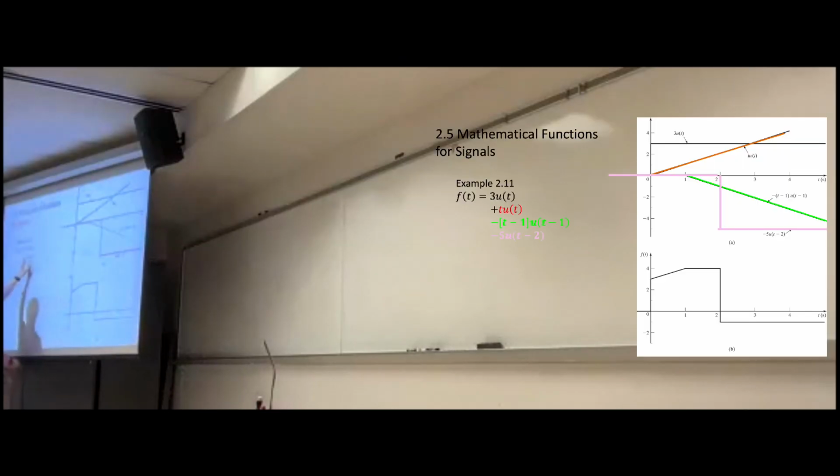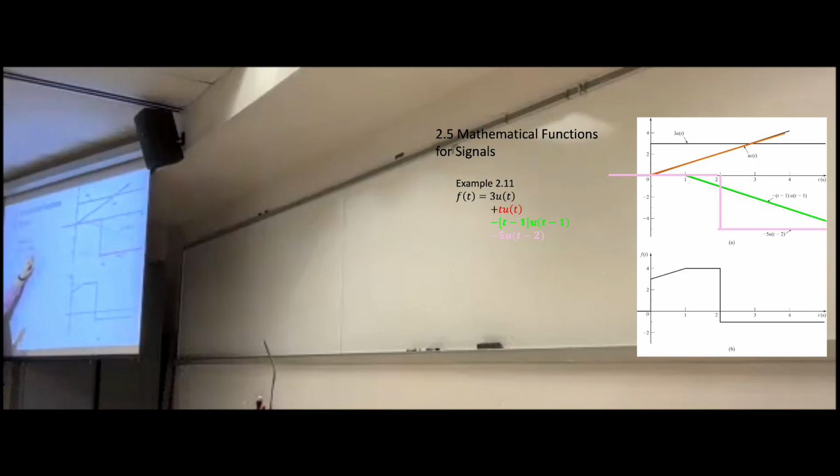In this example, I want you to know how to add signals. And we have 3u of t. 3u of t, this is the black line. We'll just plot 4 different signals in here. Don't copy it. You need to understand this. Watch here. We got 3u of t. Any question about 3u of t? Is it straight? Okay. And the magnitude is 3.